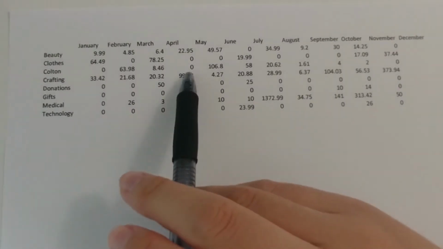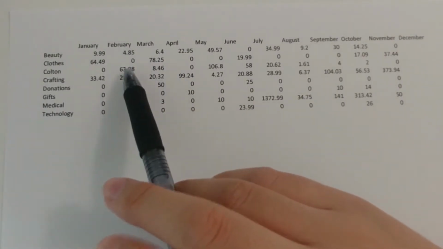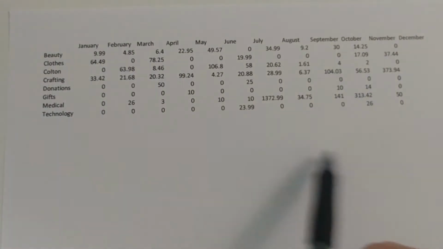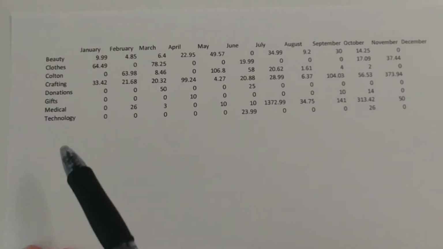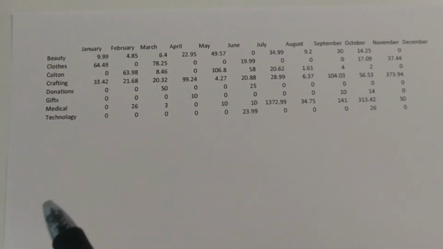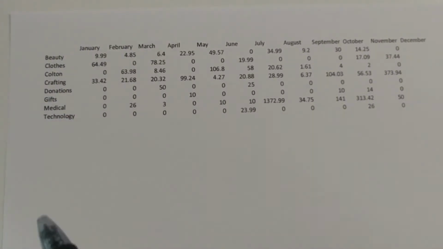And I am relatively consistent. I pretty much buy something every month. There's a few months that I didn't, June and November, for example. But for the most part, I do spend money, just again, because it's toiletries, you kind of need those. This is definitely more of a need than a want.